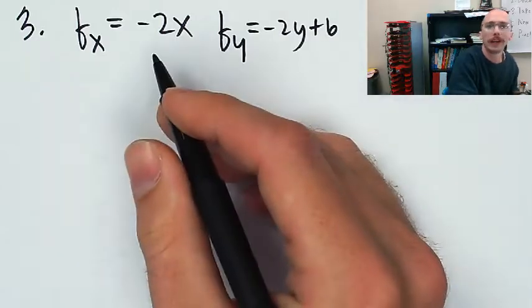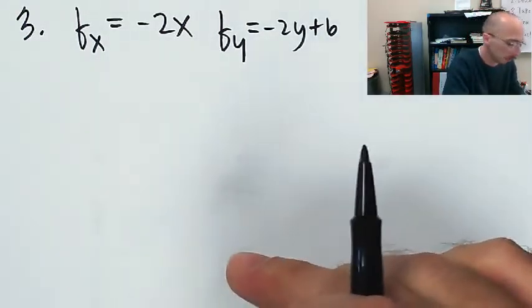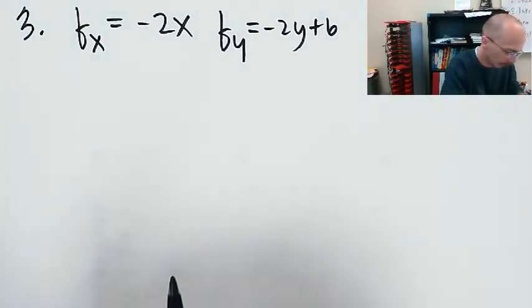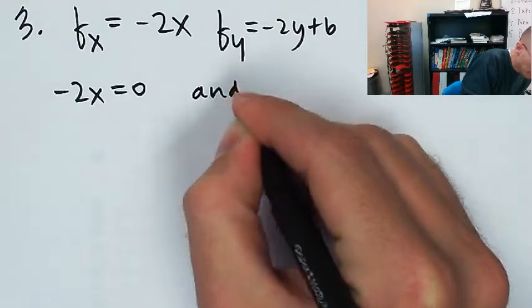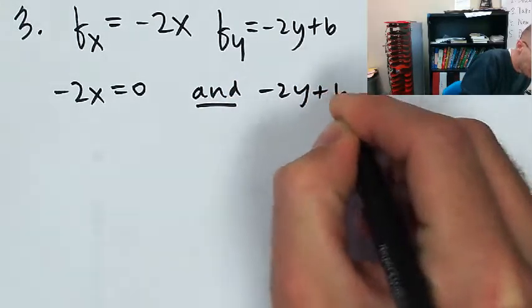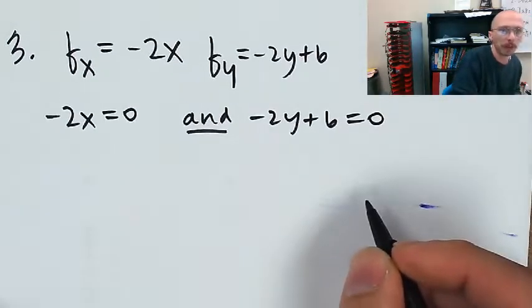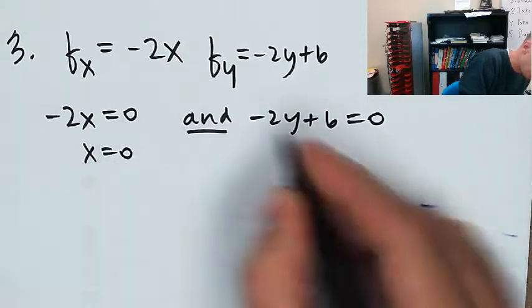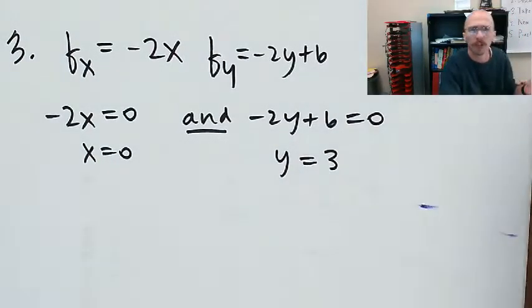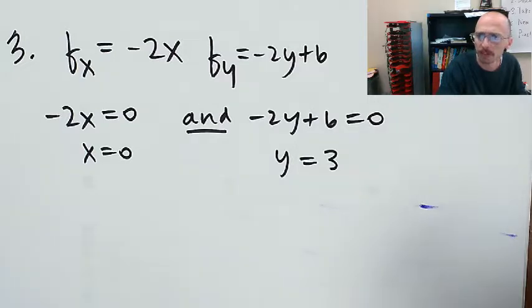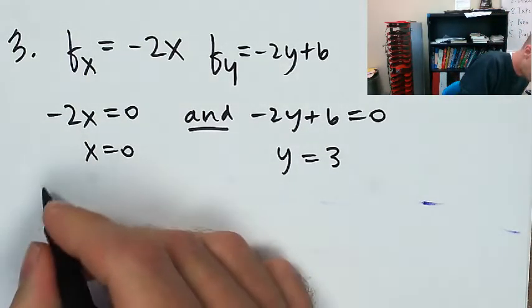And so I know that I need both of these things to be equal to 0 in order for the tangent plane to be horizontal. And so that'll give me, well, I need -2x equals 0, and I need -2y plus 6 to equal 0. But I can solve both of these equations. This is x equals 0 and y equals 3. And then realize that x equals 0 and y equals 3 is definitely in the domain of my function. I just need to figure out what the z coordinate is.